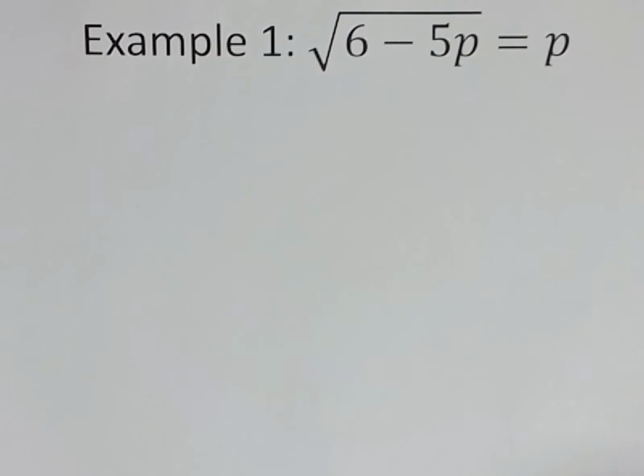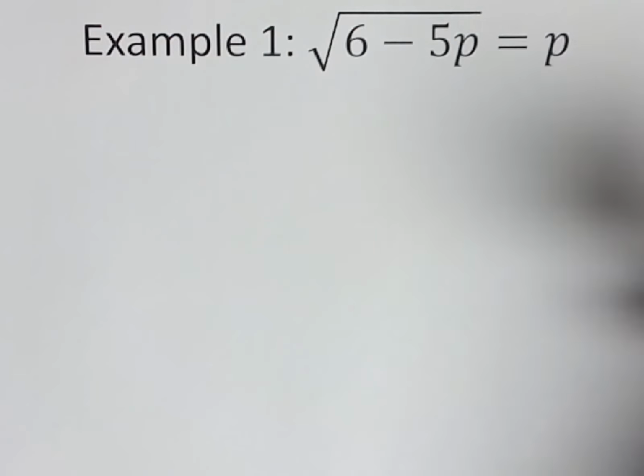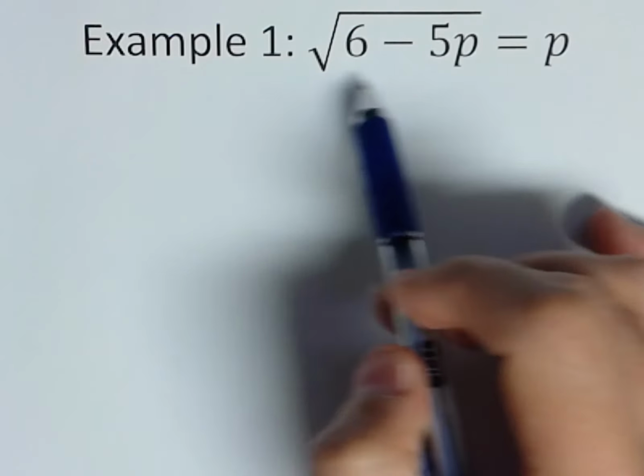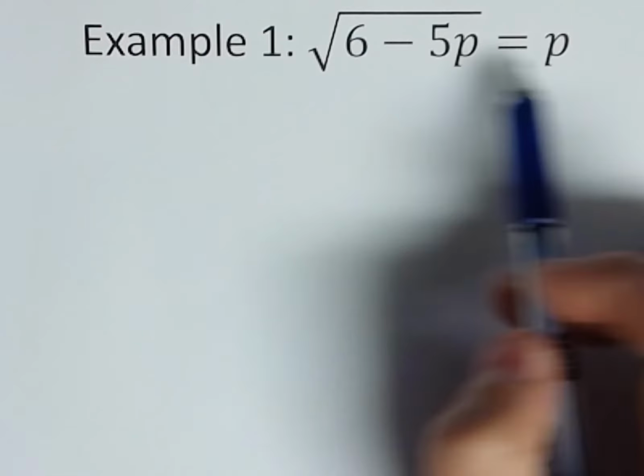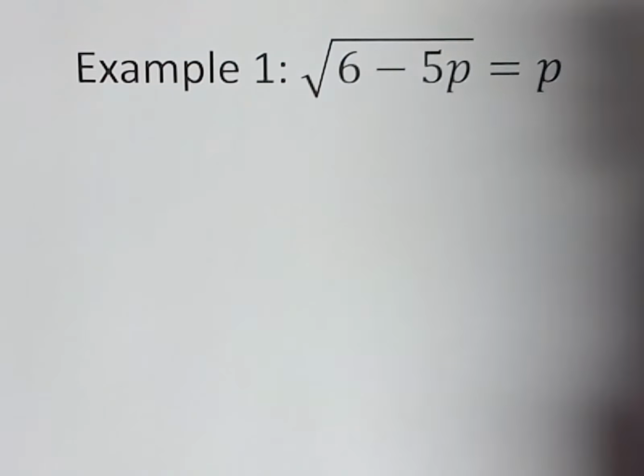Okay, a little radical equation we want to solve. Now the key is to isolate the radical. Well, it already is in this one. So we've got the radical all by itself here on the left side of the equation, equals p. What do you do to get rid of that radical? Well, square both sides.